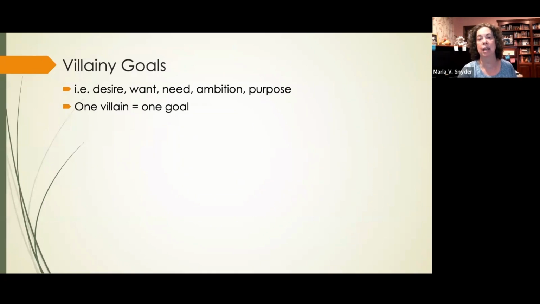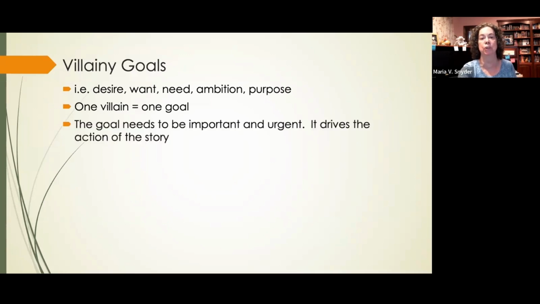So, there were other villains along the way for Harry Potter, but that was a longer series. When you're starting out with your antagonists, usually you have your villain, and then they have their goal. It needs to be important and urgent to the story, because it drives the action. There's a reason Voldemort wants to come back. He has to do a certain series of steps, and they have to be done in a certain timeline, or he needs to acquire things like the Sorcerer's Stone to help him achieve that goal.